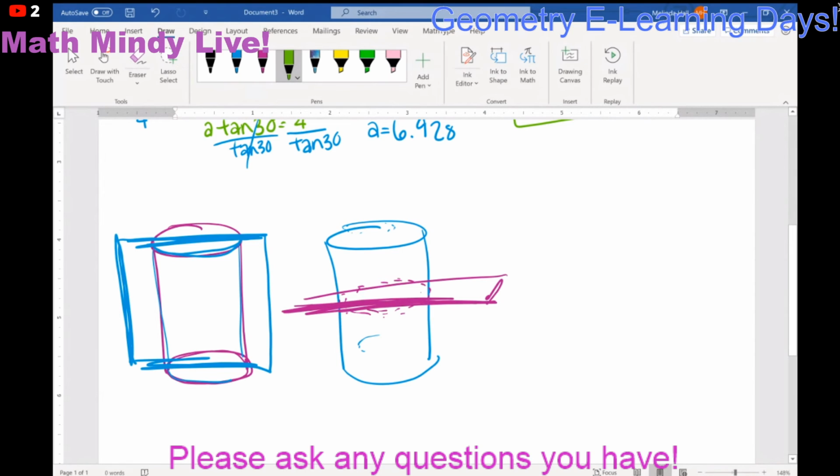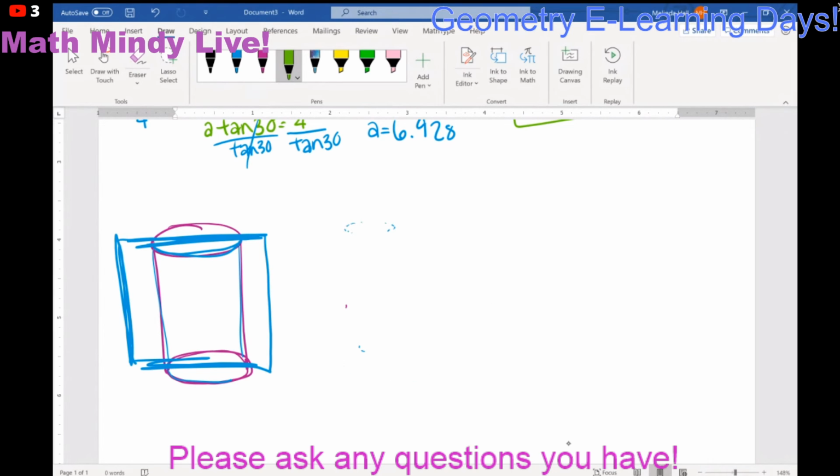But if you had, let's say, let's get a little bit more creative than cylinders. If we had, let's say, a pentagonal pyramid, we'll see how well I can draw this.